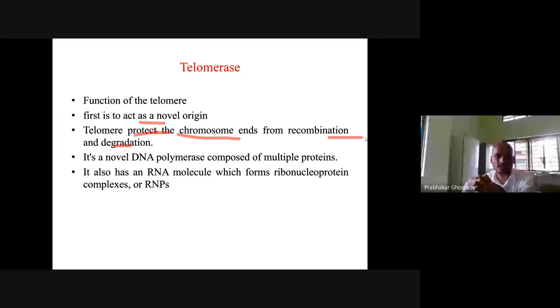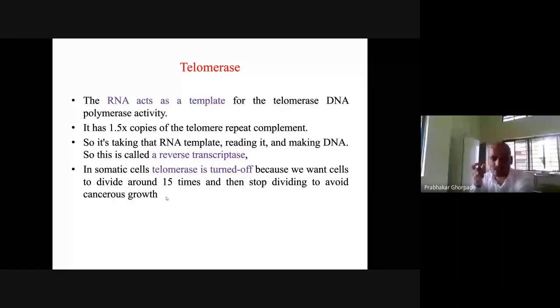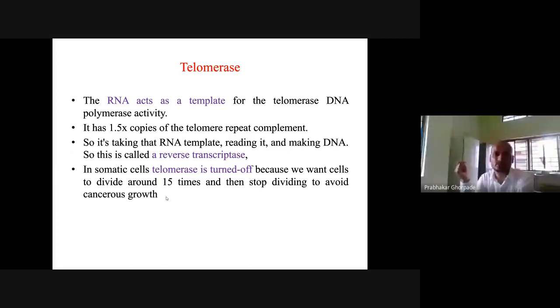It is a novel DNA polymerase composed of multiple proteins. It has an RNA molecule which forms ribonucleoproteins. That is, these ribonucleoproteins can form here on this molecule. We will see how it is forming. RNA acts as a template for the telomerase. So this is the template RNA for this telomerase. It has 1.5 copies of the telomere repeat complement. It's taking the RNA template, reading it, and making the DNA, which is called a reverse transcriptase.